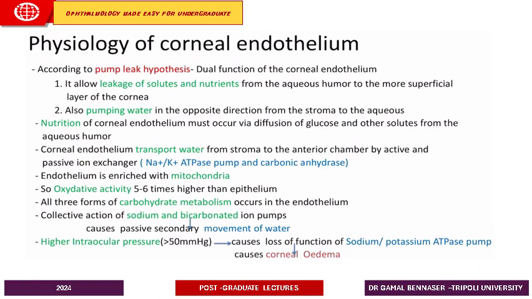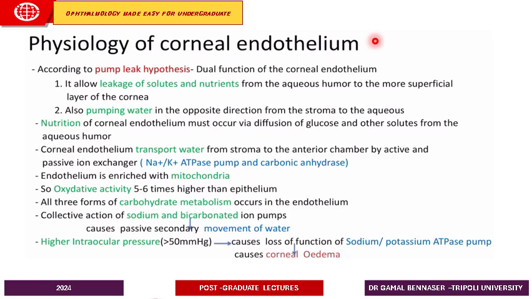Now, if we look in detail at the physiology of the corneal endothelium per se, because the corneal endothelium is a very important structure that maintains corneal dehydration through the pump-leak hypothesis, in which there is a dual function of the corneal endothelium. It allows for the leakage of solutes and nutrients from the aqueous towards the layers of the cornea, as well as pumping water actively or passively from the cornea towards the aqueous. So this plays an important role in the nutrition of the cornea as well as maintaining its dehydration.